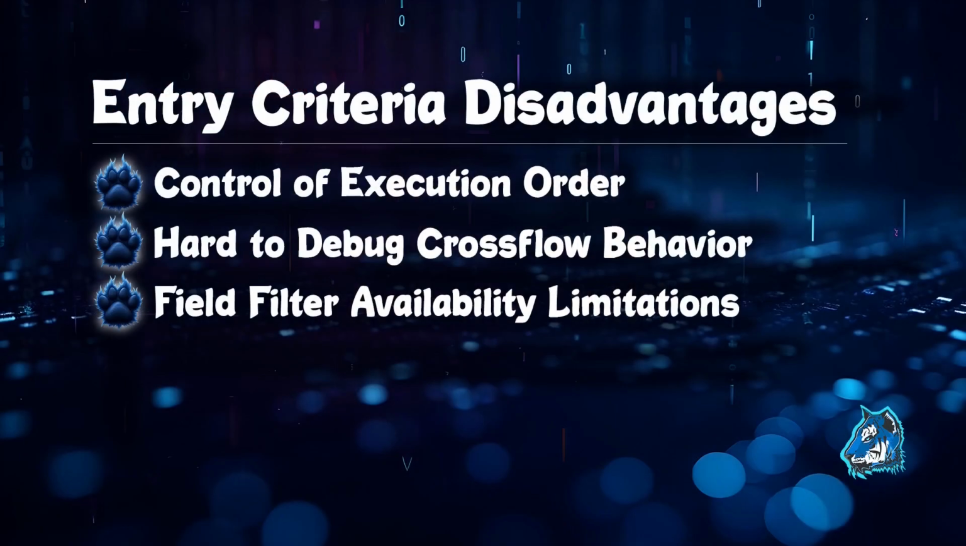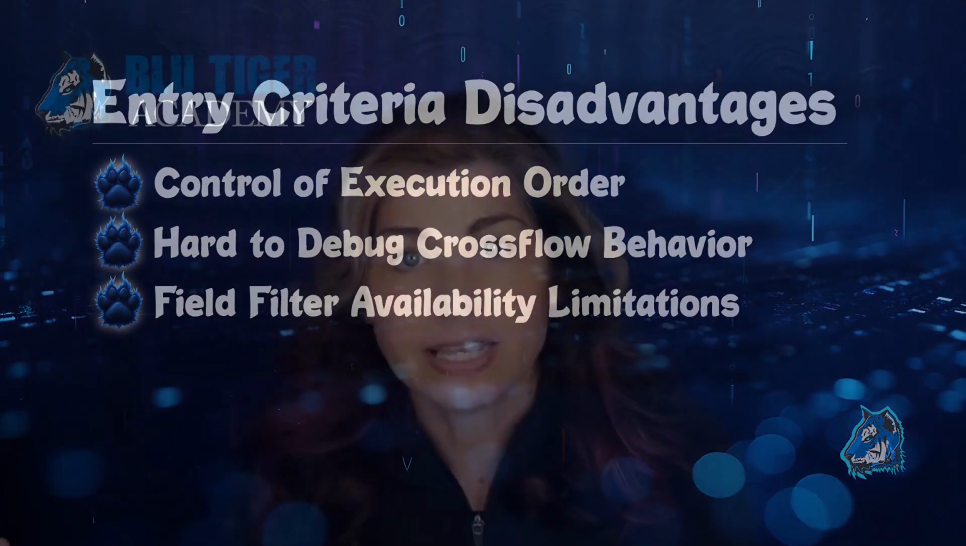We also have some field filter availability limitations. We can't reference related record fields or prior values of fields in our entry criteria. We would not be able to check if an account type changed from prospect to customer.